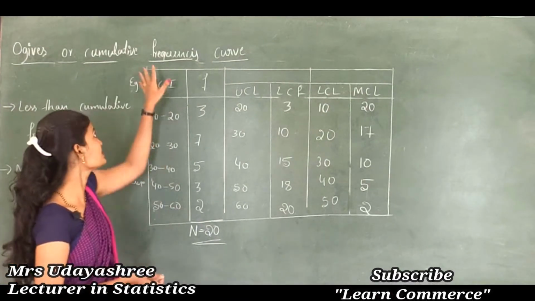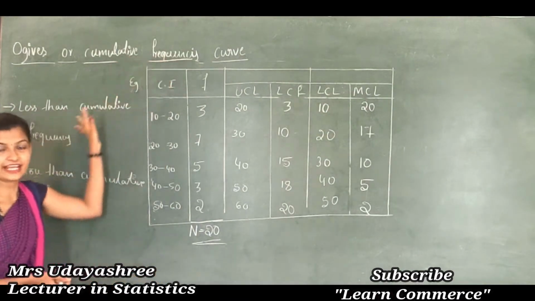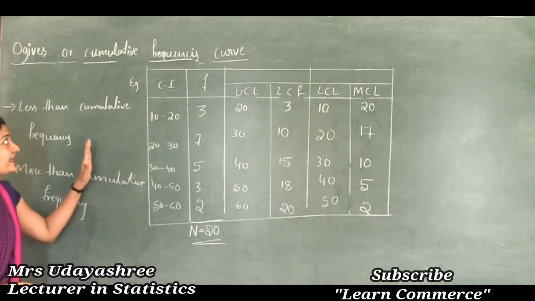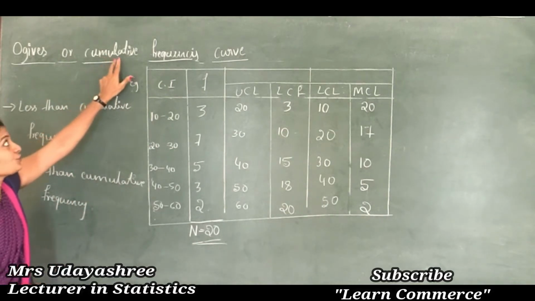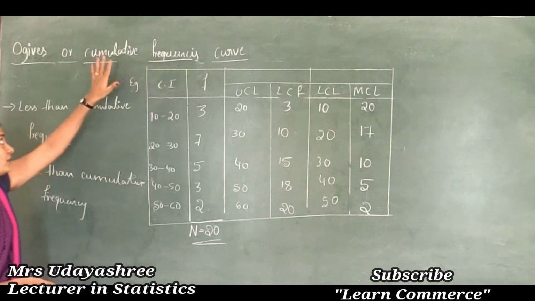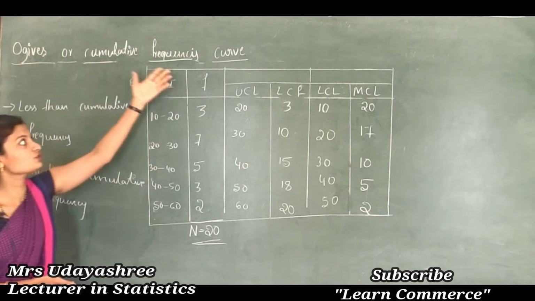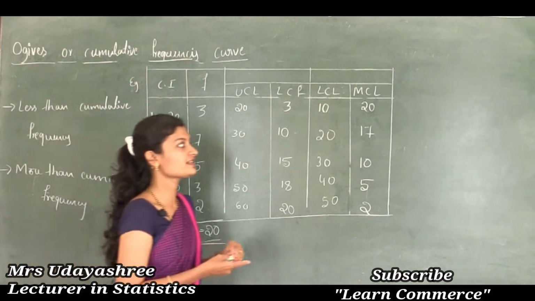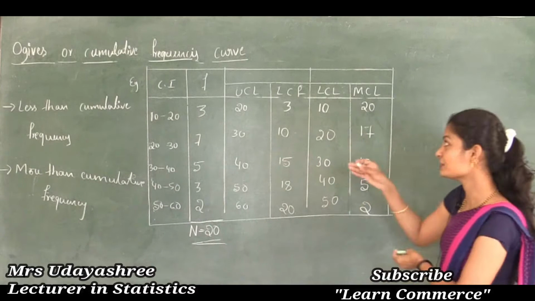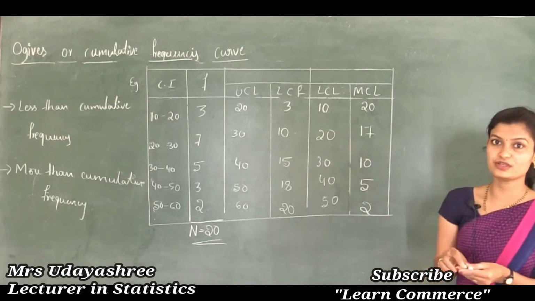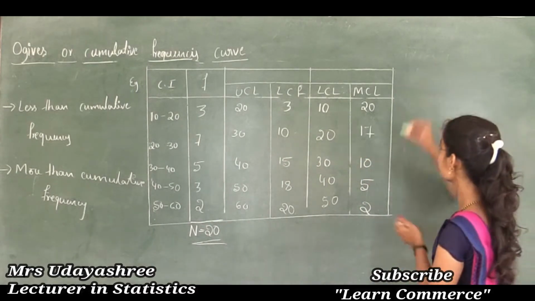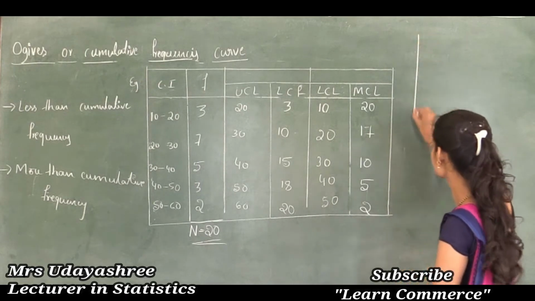Okay, now we discussed cumulative frequency and types of cumulative frequency. Next, so here we need cumulative frequency curve or ogive. So what is cumulative frequency curve? First I will draw one graph for this less than cumulative frequency and more than cumulative frequency. So the graph is like this.